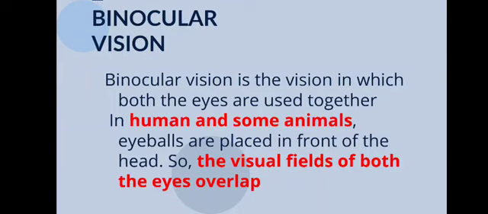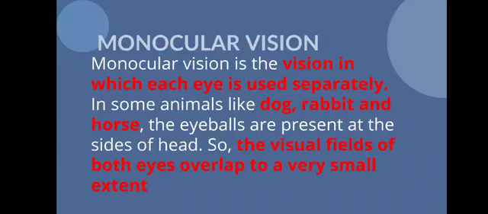But in the case of some animals, the eyes are on both sides, so monocular vision takes place. It is a vision in which the eyes are used separately. In some animals like dog, rabbit, and horse, the eyeballs are present at the sides of the head, so the visual fields of both eyes overlap to a very small extent. Okay, so the field of vision is of two types: monocular vision and binocular vision.